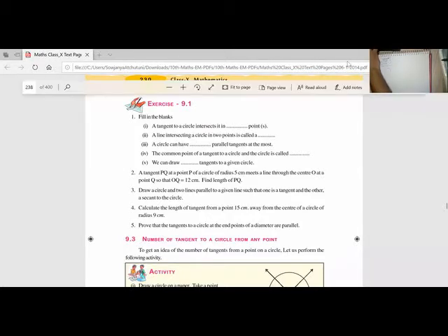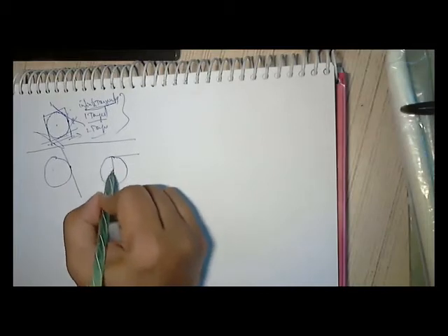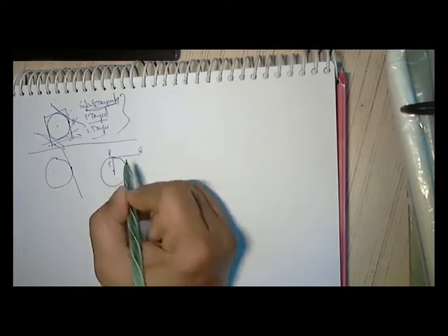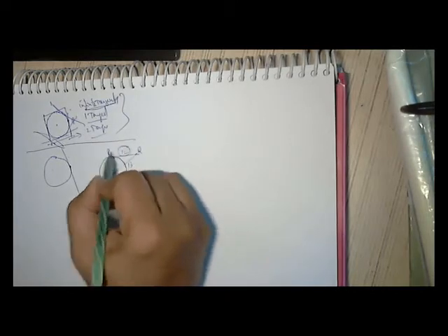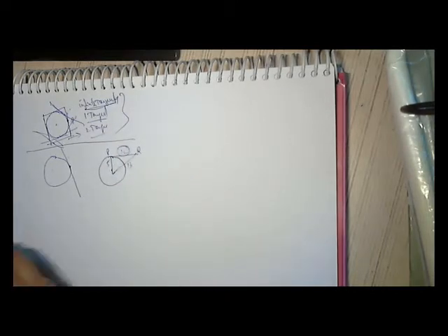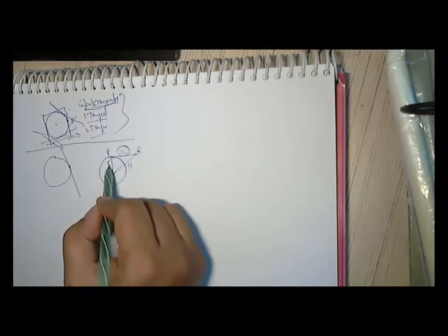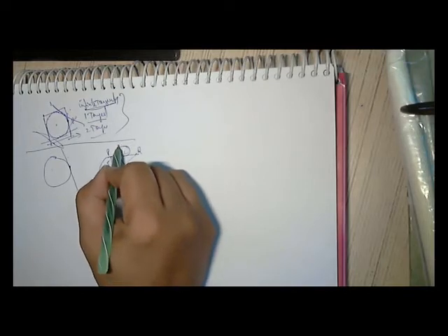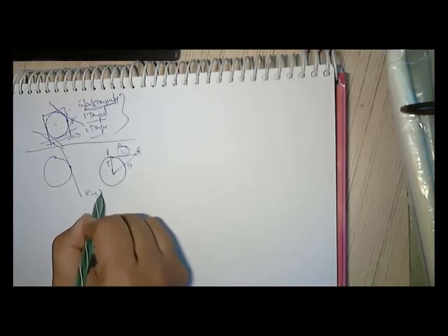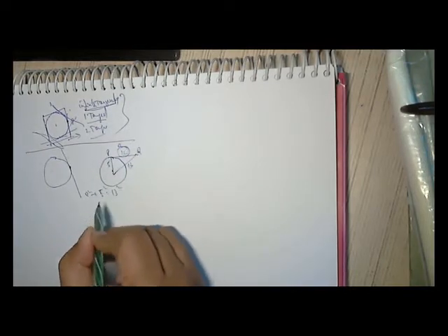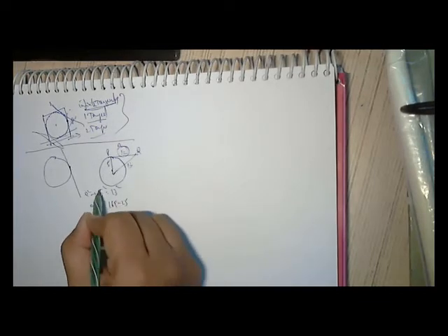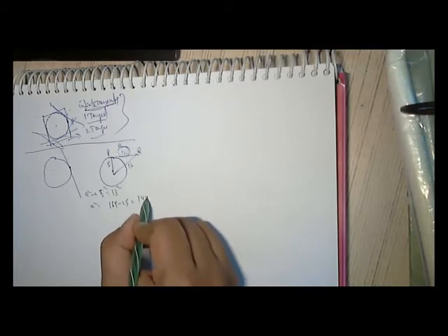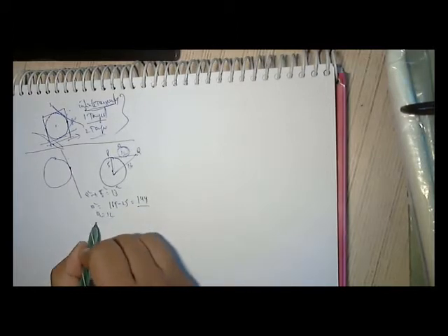Simple Pythagoras theorem. See, radius is 5. This is the tangent PQ and this length is 13. That means this length is 12. Length of tangent is 12. How can we say 13 square minus 5 square is 12 square? A square plus B square is C square. So let it be A. A square plus 5 square is 13 square. A square is 13 squared, 169, minus 25. That is 144. So A is 12.